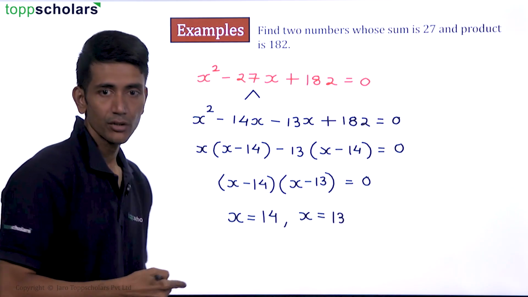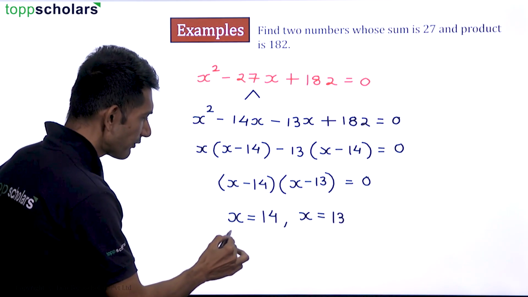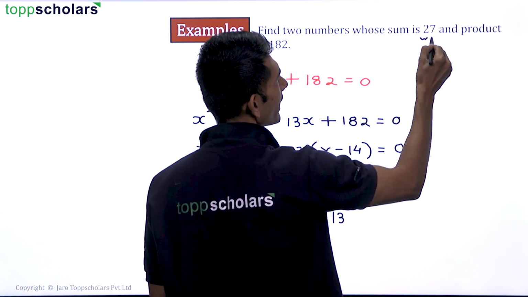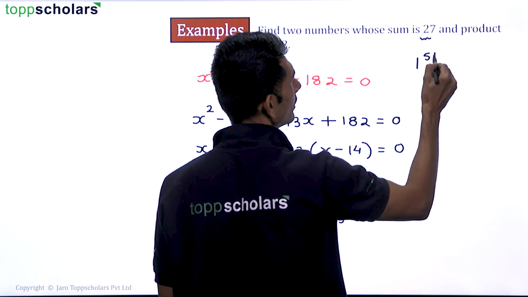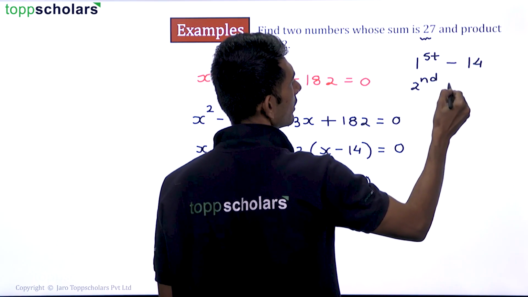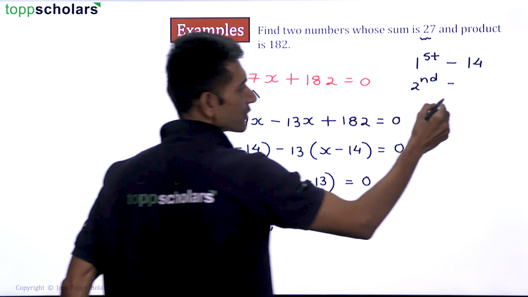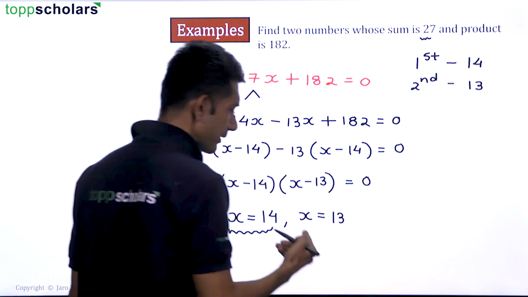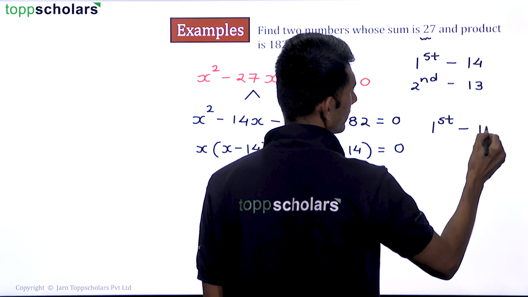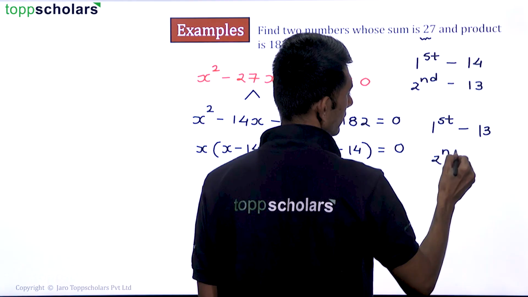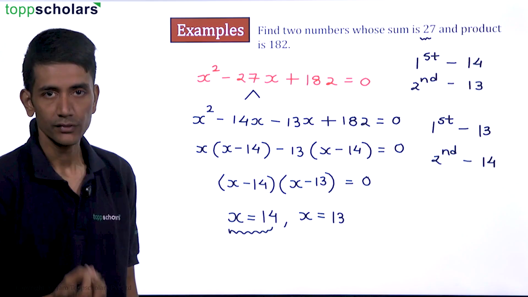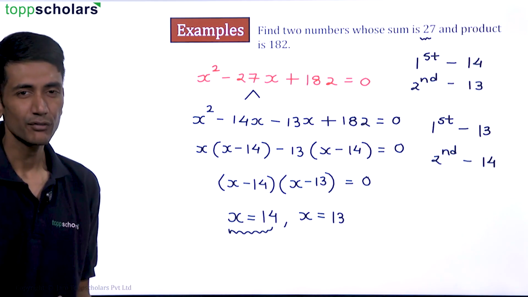So this is not done yet, because if my first number is 14, the second number would be 27 minus x, which is 13. And if I take the first number as 13, the second number is going to be 14, because 27 minus 13 is 14. Simple. Anyways, 13 and 14 is the final answer.